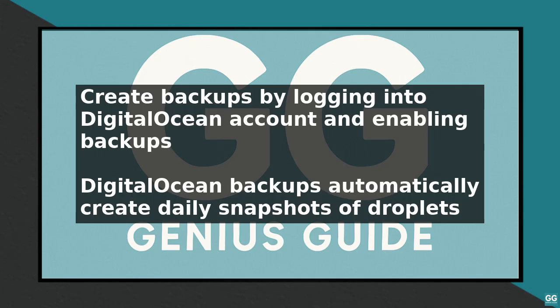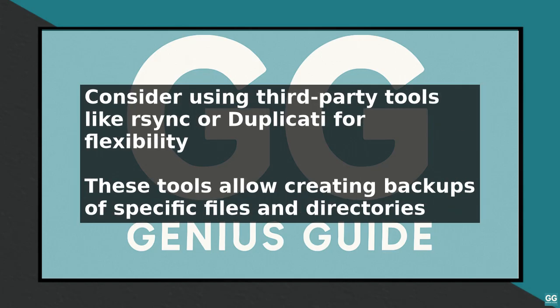When creating backups, consider the 3-2-1 rule. This means having at least 3 copies of your data on 2 different types of media and 1 off-site copy. This ensures that your data is safe in case of a disaster.